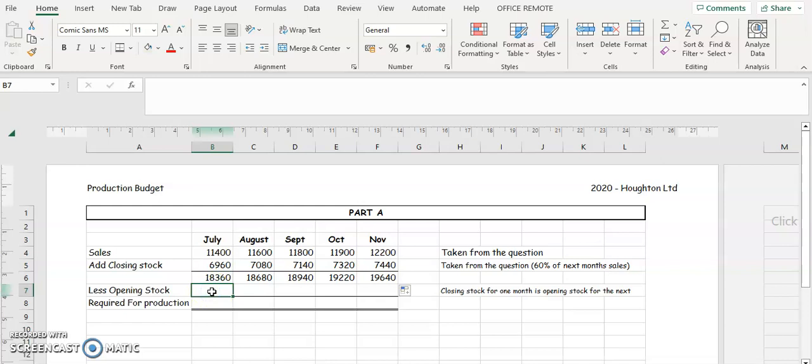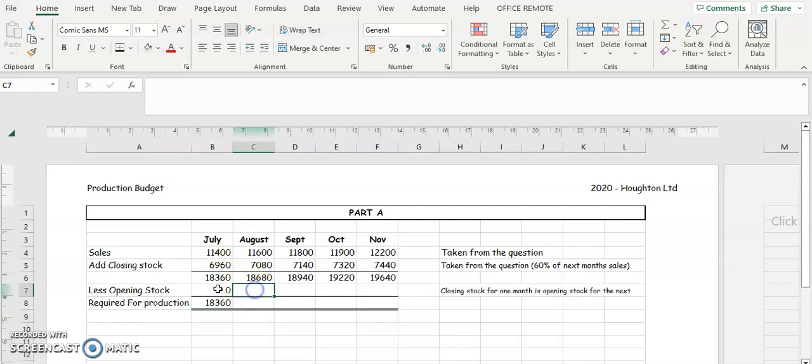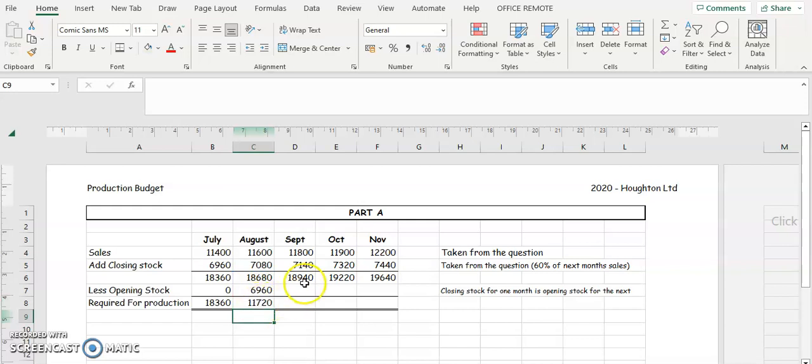Our opening stock at the start of the month, we're going to take that away because they're produced already, so they're going to be used up. Remember that your closing stock for 1 month is the opening stock for the next month. We don't know what our closing stock is for June, so we're just going to put 0 in and take it away. So opening stock for August is this closing amount that we said we're going to have, 60% of the next month. We're going to take that away because we've then produced already for August.